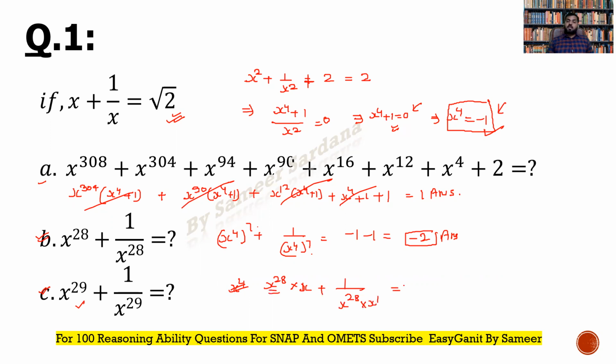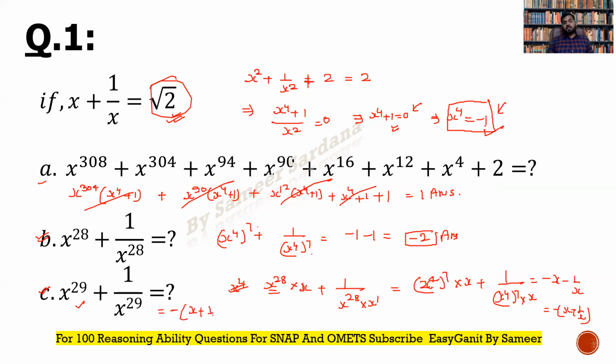Now what is x power 28? This is x power 4 raised to power 7 multiplied by x, plus 1 upon x power 4 raised to power 7 multiplied by x. Now we know that x power 4 is minus 1, raised to power 7 would be minus 1. So finally this will reduce down to minus x minus 1 upon x, which is minus times of x plus 1 upon x. And we know that x plus 1 upon x is root 2. So this whole expression is minus times of x plus 1 upon x. That is minus root 2, which will be the answer of question number 3.